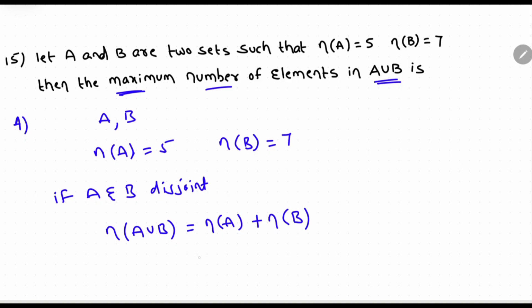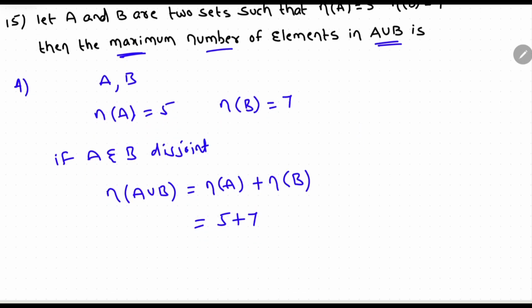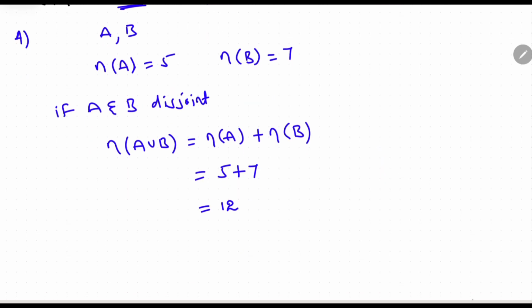Okay, therefore 5 plus 7. So what is the answer? That is 12. So 12 is the maximum number of elements in A union B whenever A and B are disjoint.